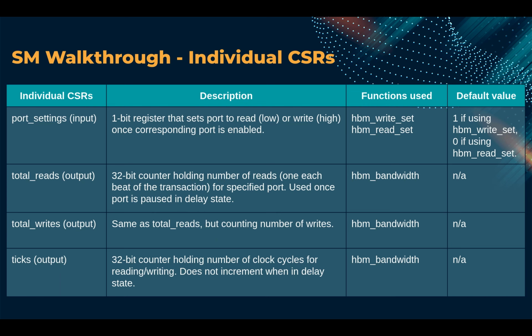The port settings register is a 1-bit register that controls whether the specified port will be reading or writing to the HBM. The rest of the registers, total reads, total writes, and ticks, are each 32-bit counters continuously running in the state machine. These continuously count up while the port state machines are running, and they reset after reaching the number of bytes specified by the user that this port should read or write to. When obtaining the data for the speed of each port with the HBM bandwidth function, each of these counters will pause, and software will take this data and calculate the speed and throughput.